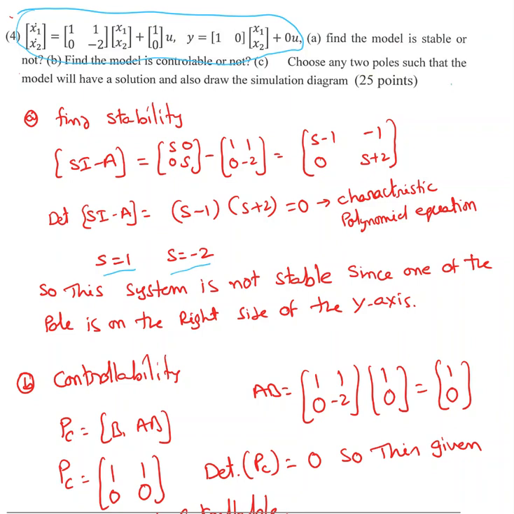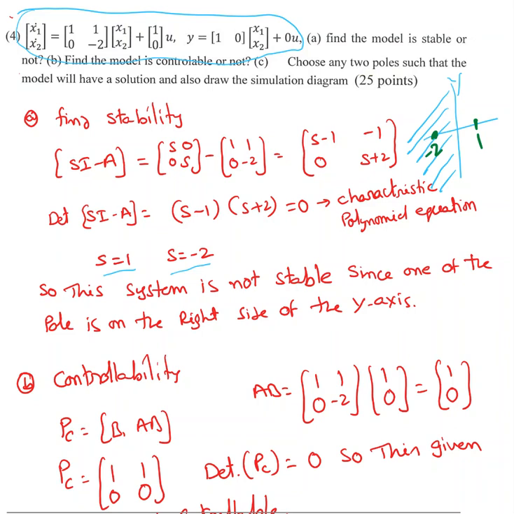Based on our conversation, only if all the poles are on the left hand side of the y-axis is the system or model going to be stable. Here I have a pole at minus 2 and a pole at 1. So for sure I have an unstable pole here, so this system is not stable. It's an unstable system. Okay, that is clear.